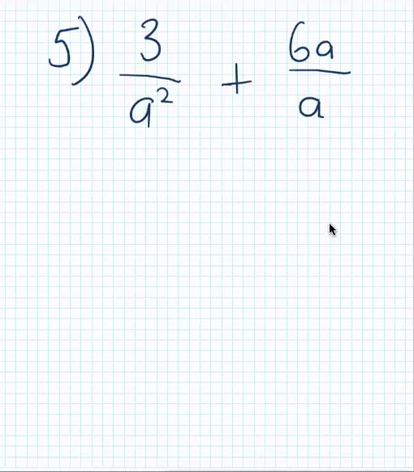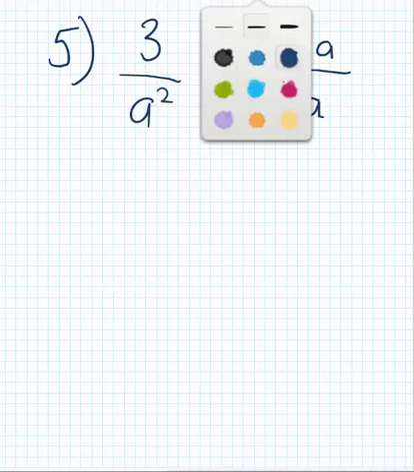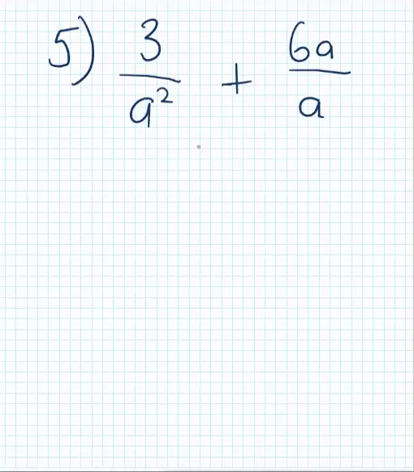Okay, our next question. We don't have brackets in this one, so it shouldn't be too hard. You notice on the bottom we have a squared, and here we've got a. So I have to make these two denominators the same. And I know I'm saying a times a here when I have a squared. So all I've got to do is times this side by a and the top by a. And this side can stay the same.